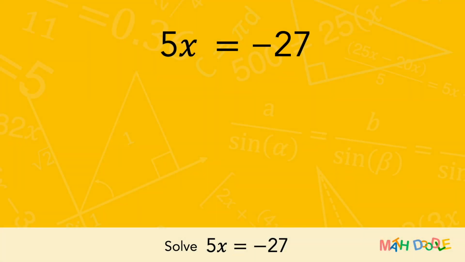Our goal in solving this equation is to find the value of x, which makes two sides of the equation equal. First, let's rewrite the equation so that the left side of the equation has only x. To do this, we must eliminate 5 in front of x. So, let's divide both sides of the equation by 5.